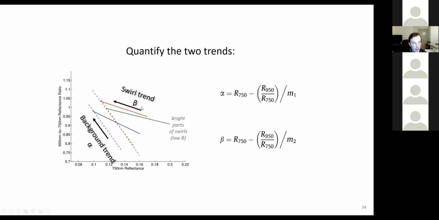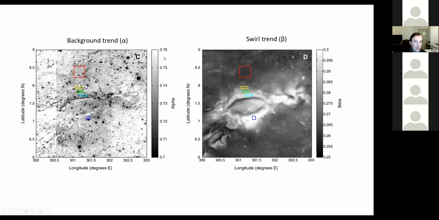Pretty straightforward, kind of, you can think of it as a coordinate transformation. But basically we call these the alpha trend and the beta trend, and there are some slopes associated with those, M1 and M2. So that lets us separate out the different colors of the swirl. And you can see now a map of the beta, the swirl trend. It emphasizes the swirl, and then the background trend, the alpha trend, emphasizes and shows all the little craters around here. So this was a nice way to separate out these two different swirl trends and background trends.